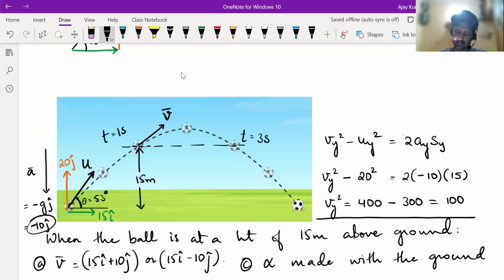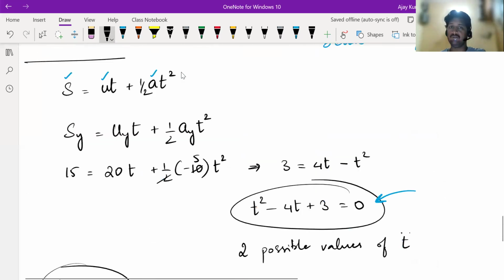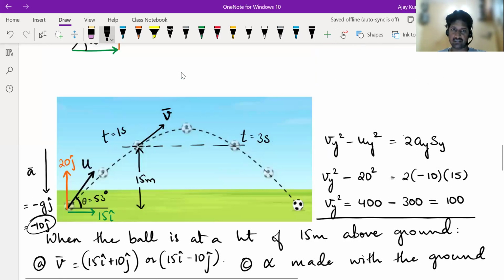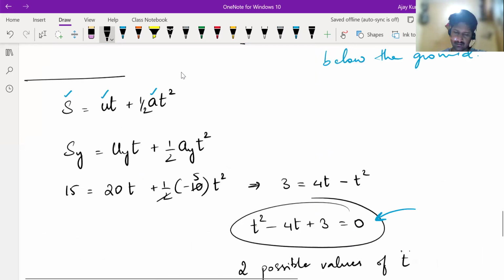And see, s is equal to ut plus half at square is not the only way to calculate time taken to reach somewhere. Now we already found out the velocity at that level, right? So you could have used v is equal to u plus at also. Okay, let us do it that way. I'll do it quickly.